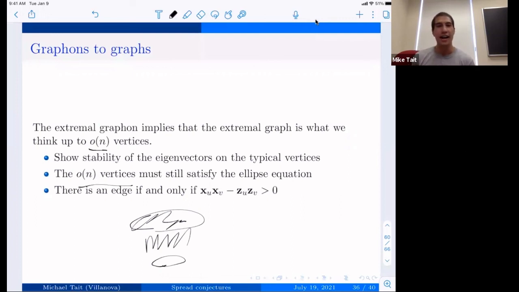That was just cloning one vertex and removing one vertex, right? So every vertex has to satisfy this ellipse equation. And once you know the vectors, you know when there's an edge and you know when there's a non-edge. And so even these exceptional vertices, though you don't know what's happening to them, you understand their eigenvector entries, and so you can tell what's happening. So that part is pretty straightforward.